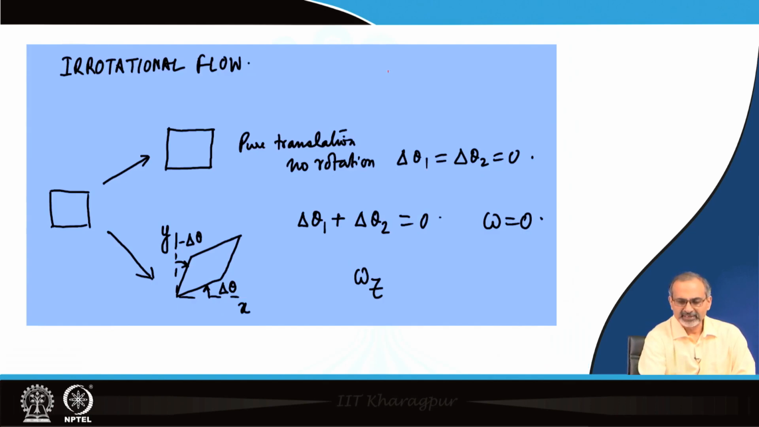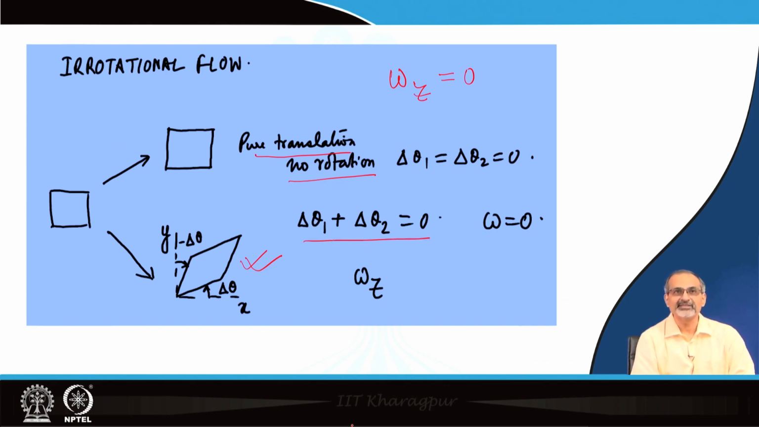When we do not have any net value of omega, so if you are talking about the xy plane, then it is omega z, and then omega z is equal to 0. That would also mean that the curl of the velocity is 0 in that plane, and that would result in a situation like this, that there is either a pure translation, no rotation of the element, or there is a straining of the element in such a manner, so that the delta theta 1 plus delta theta 2 gives you a value of 0. So, essentially the angles in terms of magnitude are identical, but they are in opposite sense. So, these situations create omega equal to 0, and therefore, you end up having an irrotational flow.